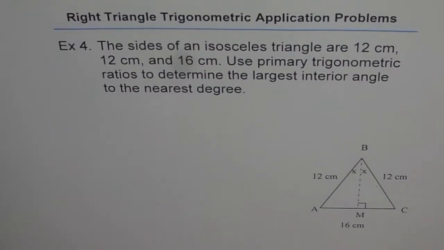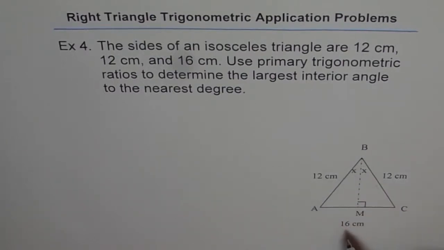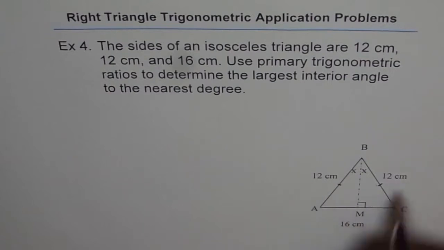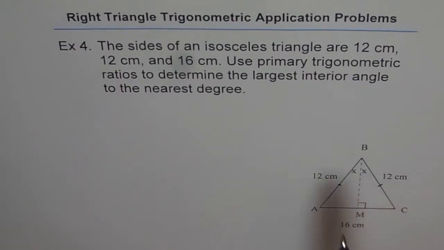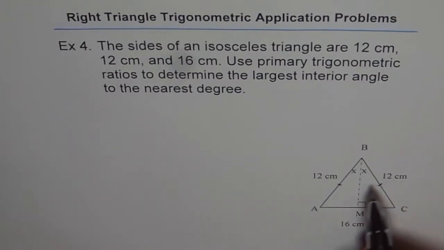Okay, now here we have the diagram. This is an isosceles triangle where these two sides are equal and they are 12 centimeters each, and the third side is 16 centimeters. So when we are talking about the largest interior angle, these are our three interior angles, correct? Now these two interior angles will be equal because they are opposite equal sides.